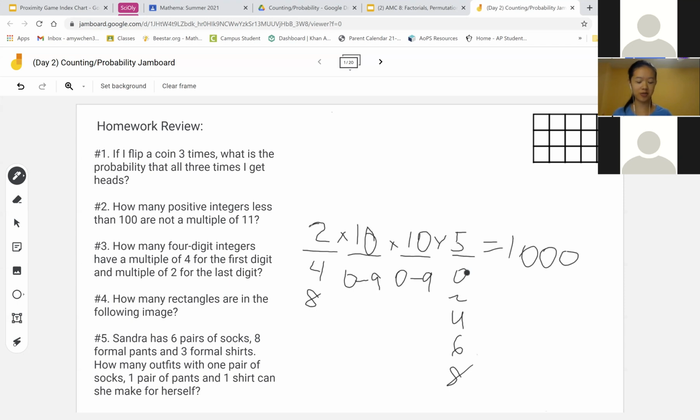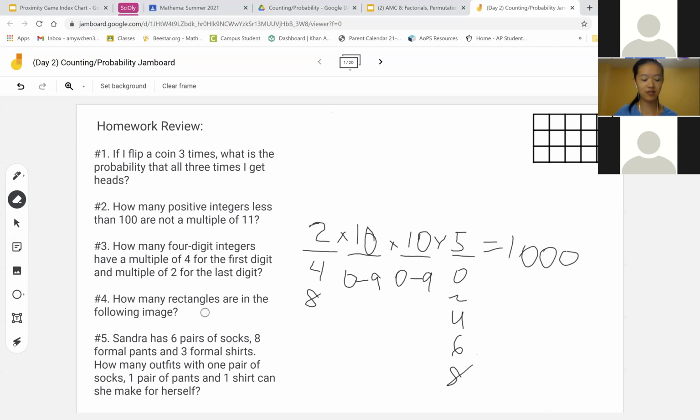And one more question. What is the principle that tells us that we have to multiply these together? The fundamental counting principle? Yes. Great job. Okay, nice job.